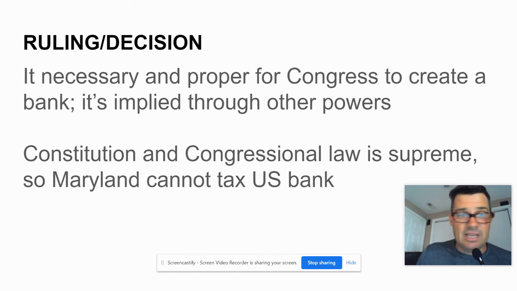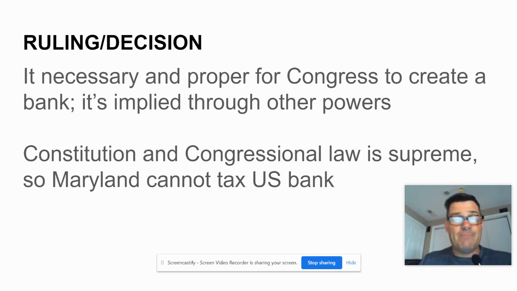And the second part is the Constitution and congressional law is supreme. So Maryland can't tax a U.S. bank. As long as Congress is passing a law that's legitimate under the Constitution, in this case it was because it's implied through the necessary and proper clause, then congressional law is supreme, and therefore Maryland cannot tax the U.S. bank. So this is a real blow to Maryland and for state power, frankly.